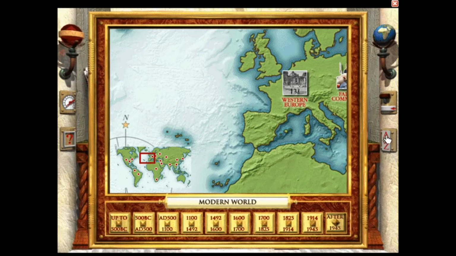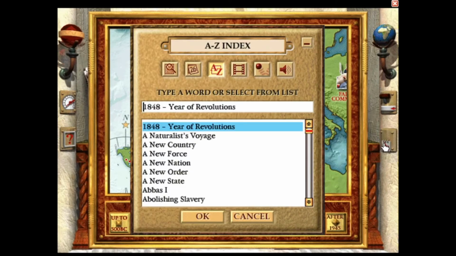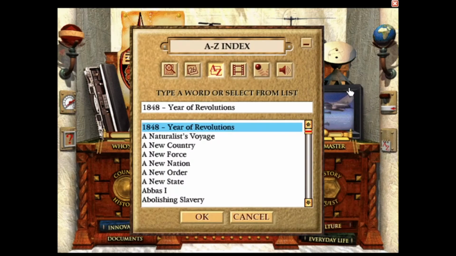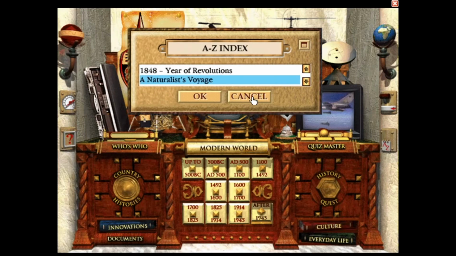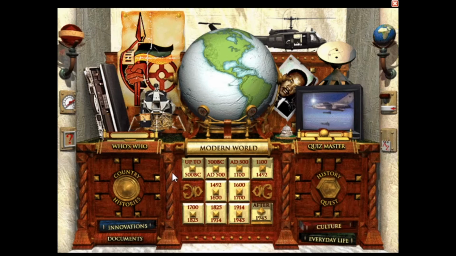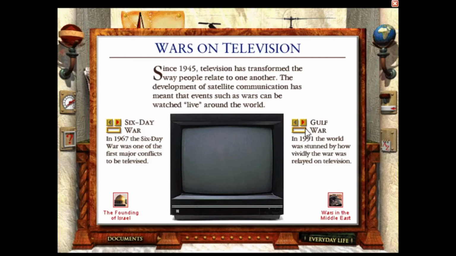Yeah, we don't need to go listen to all that. You see, what's this? Oh, you can look up things. Okay, interesting. Is that really interesting? How do I get off the screen? Right, cancel. What else have we got? What's the TV screen do? Wars on television. Oh, I see.